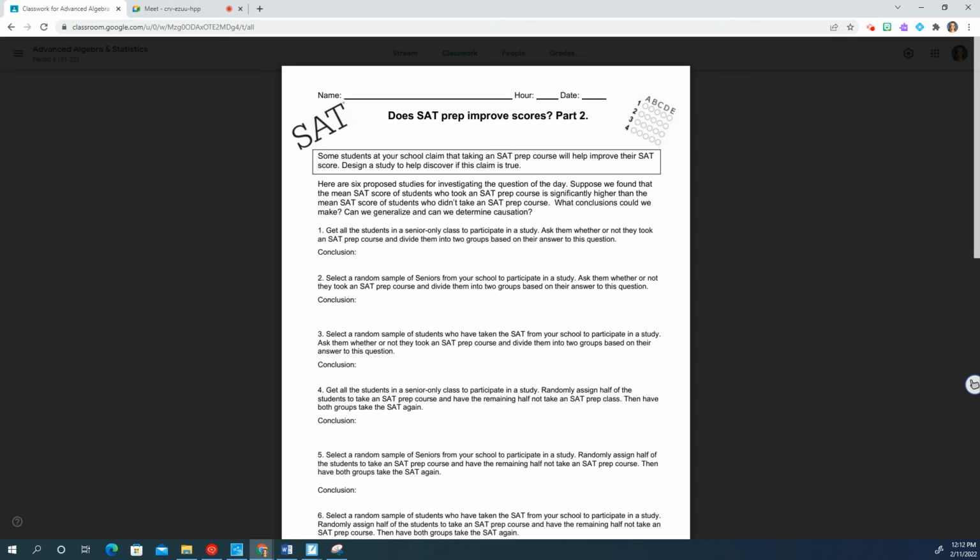Okay, so there's 6 proposed studies here for investigating the question of the day. Suppose we found that the mean SAT score of students who took an SAT prep class is significantly higher than the mean, remember mean is just average, SAT score of the students who didn't take an SAT prep course. What conclusions could we make? Can we generalize and can we determine causation?